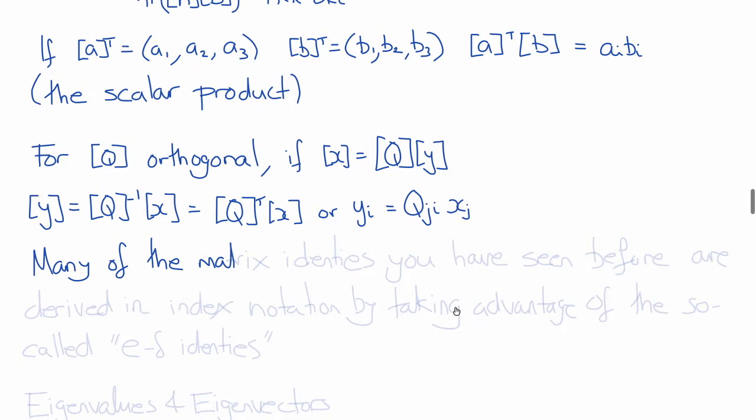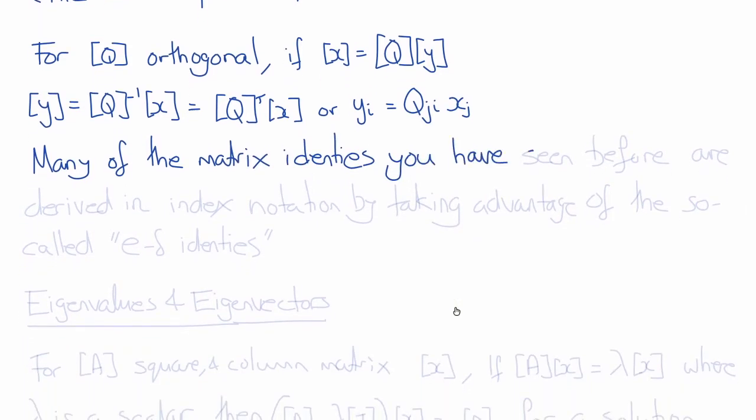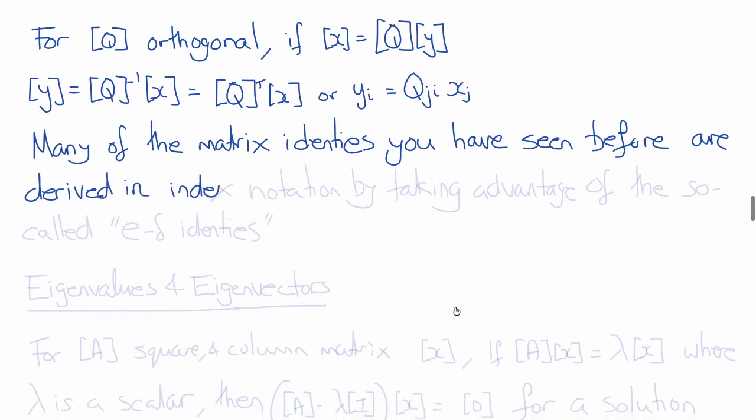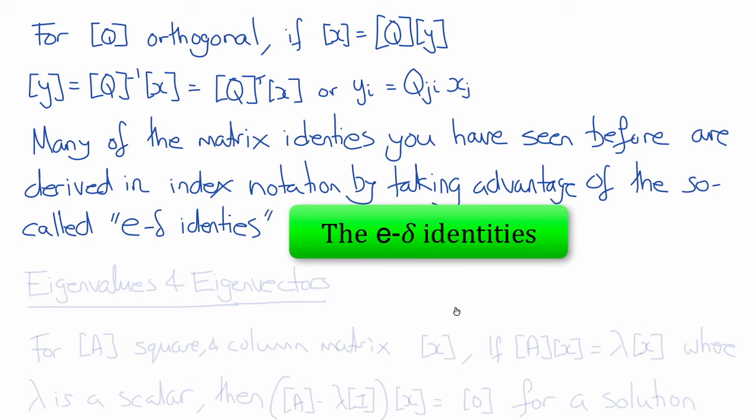So many, perhaps all, of the matrix identities that you've seen before are also able to be derived in index notation by taking advantage of the so-called epsilon-delta identities. One thing I'll ask you to do is to take a look at a handout of these epsilon-delta identities and review them. I don't think these are really something you need to memorize. The ideas are ideas you've already seen before, but these are the algebraic tools that enable you to derive matrix relations using index notation, which you probably haven't seen before.